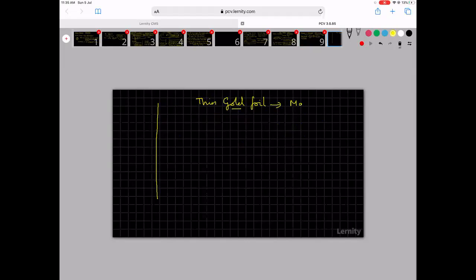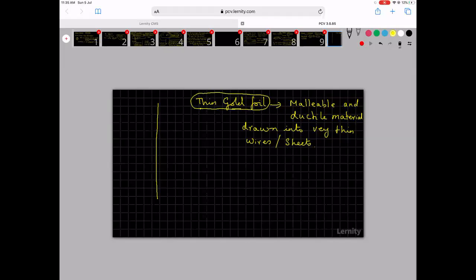Because gold is a highly malleable and ductile material. Malleable and ductile means what? It can be drawn into very thin wires or sheets. In certain parts, if you go to Rajasthan, they make sweets. On top of those sweets, they put a thin gold foil. It will be very, very thin, just like they put silver foil. If you go and buy Kaju Katli, they will put actual silver foil on it. Like that, gold foil. Gold is even more malleable and ductile than silver. So you can make even thinner sheets out of gold.